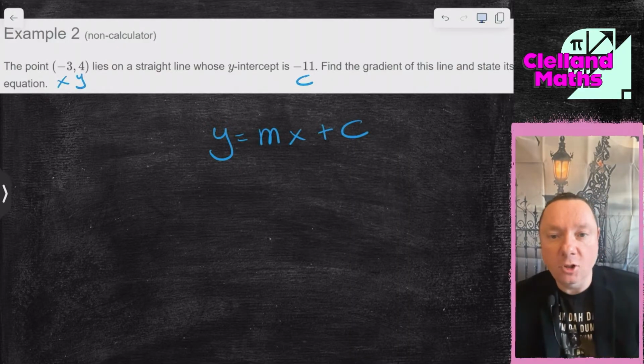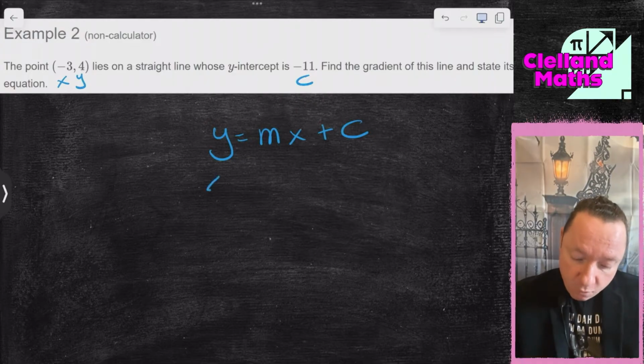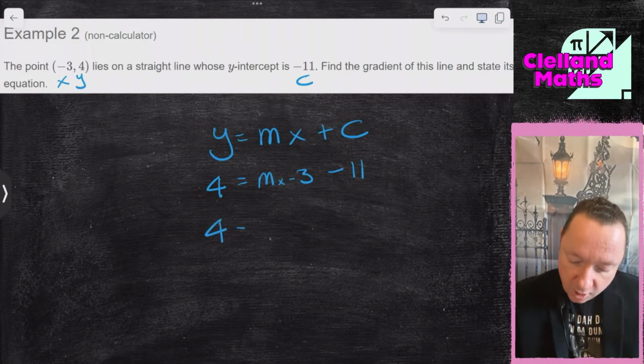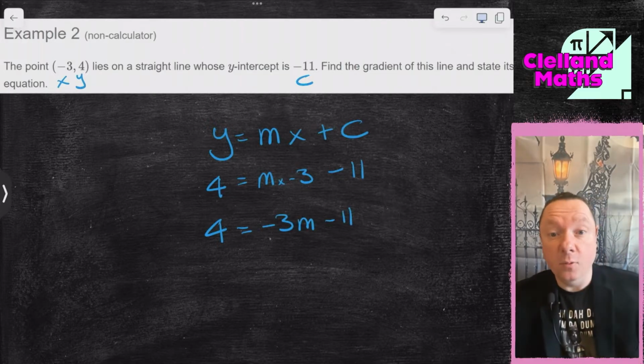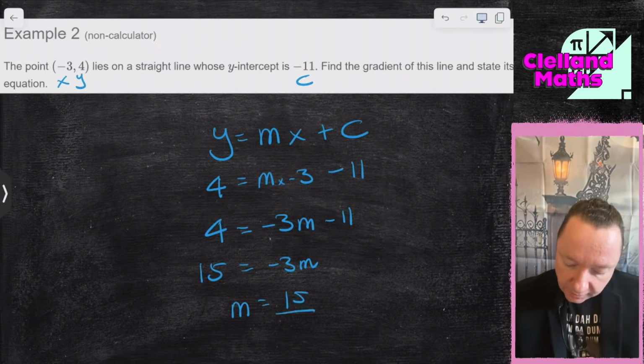And this is about the only time I would use that unless I knew the y-intercept. So I put my numbers in. 4 equals our gradient, which we don't know, times minus 3 though, plus c, which is minus 11. So tidying that up, that's minus 3m minus 11. Add 11 to both sides. So 11 plus 4 is 15, equals minus 3m. So our gradient is 15 over minus 3, which is minus 5.